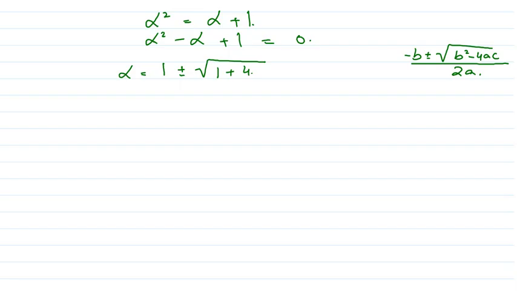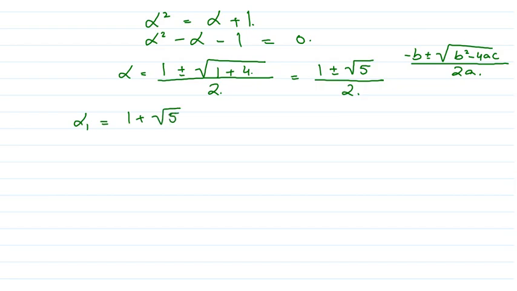Sorry, I have written one thing wrong here, that is in fact a minus sign because I have moved it to the left side, divided by 2a, so that is simply 2. So this is going to be 1 plus minus under root 5 divided by 2. So the two possible roots are, let me call it alpha 1, that is 1 plus under root 5 divided by 2. Second root alpha 2 is equal to 1 minus under root 5 divided by 2.